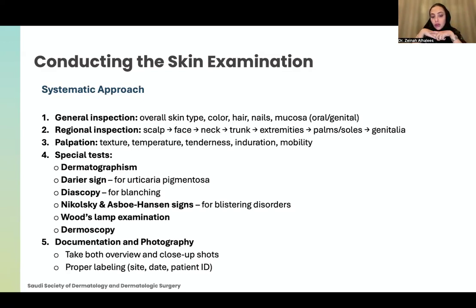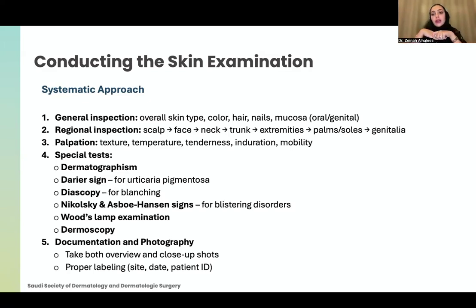So what's the difference between Nikolsky and Asboe-Hansen? Nikolsky is basically when you're doing tangential pressure on normal-looking skin, you're going to induce blister formation. And Asboe-Hansen is when you have a blister already, and applying pressure on it is going to expand it. And this is what Asboe-Hansen means. And this just tells you that the skin is fragile, that the skin is able to produce blisters. And you can do a lot of these other special tests. So you can do scraping, for example, for KOH. You can look under the microscope. All of these are things that you can do to aid you in forming your differential diagnosis.